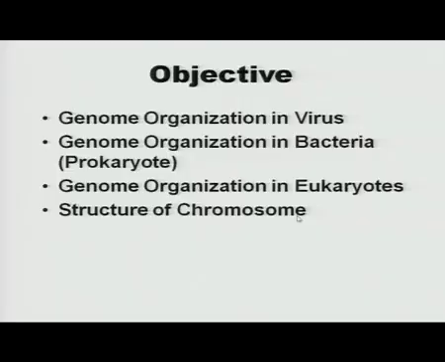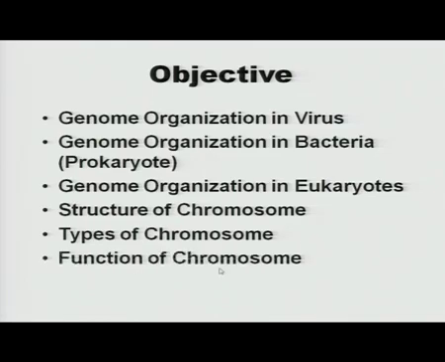Next to that, we will learn about the structure of chromosome. What are the different parts of the chromosome? We will learn in this series. Next to this, we will learn about types of chromosome. Depending on the position of the centromere in the chromosome, we will learn about different types of chromosomes. Next to this, we will learn about the function of chromosome. What are the different functions performed by the chromosome?